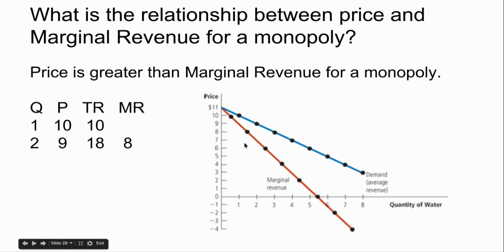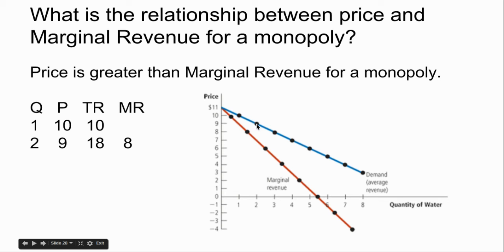Let's walk through a quick example using this blue demand curve and the red marginal revenue curve. Notice when quantity is 1, the price is 10. If we multiply price times quantity together, that means we can get total revenue of 10. If the firm sells 1 unit, it can charge a price of 10 and its total revenue will equal 10.